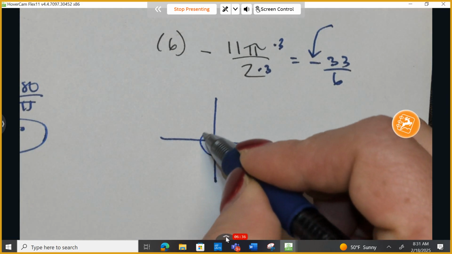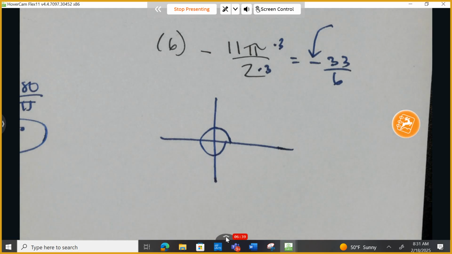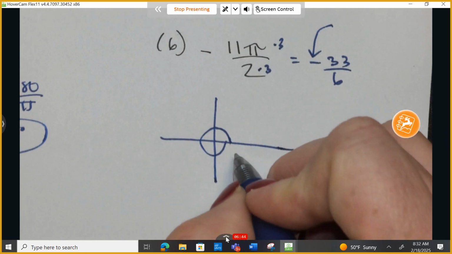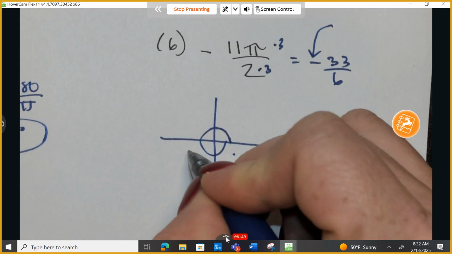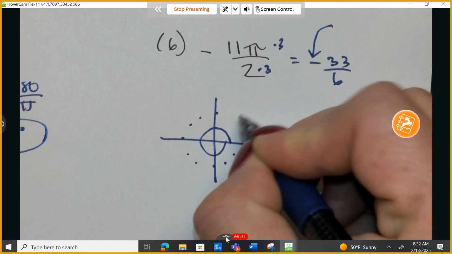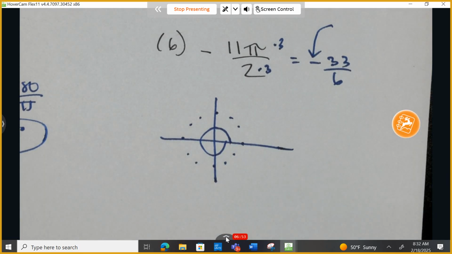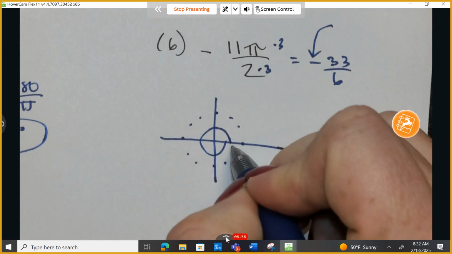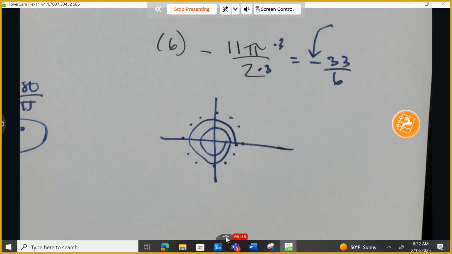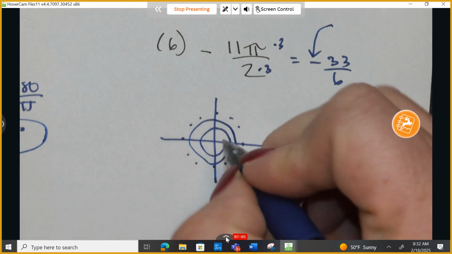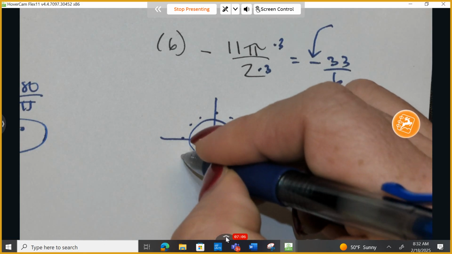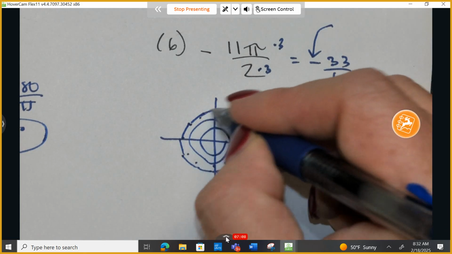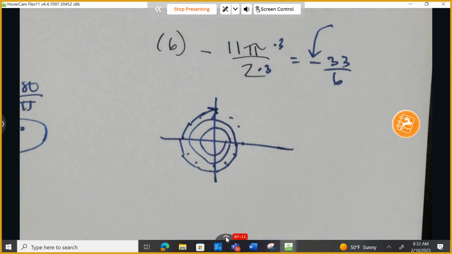How many times around? How many groups of 6 when I make one revolution? 1, 2, 3, 4, 5, 6, 7, 8, 9, 10, 11, 12. There's 12 one time around. I need to get to 33, so there's 12. Now I'm at 24, 25, 26, 27, 28, 29, 30, 31, 32, 33. That's where the terminal angle lies.